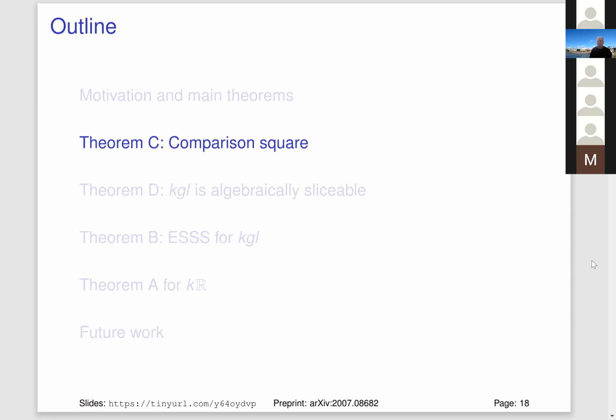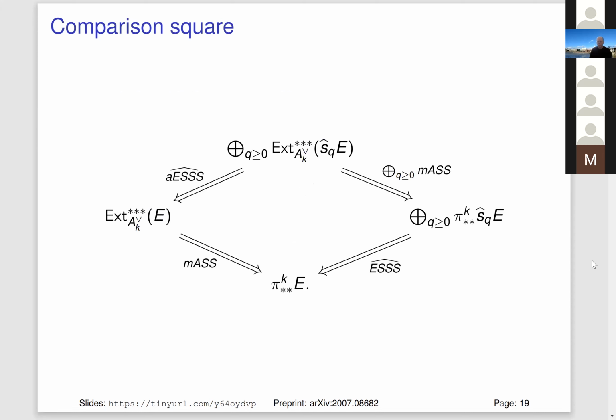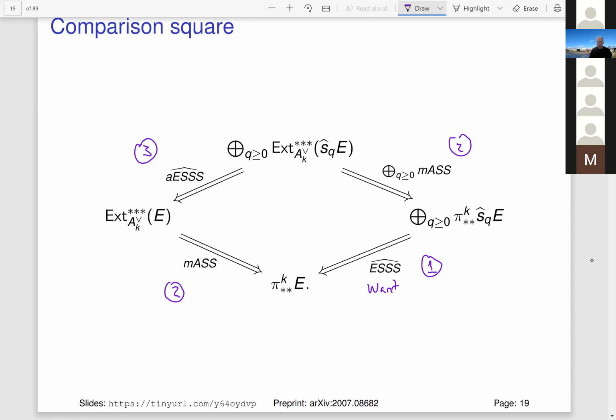So first I want to talk about this comparison square. So let me just put it back up here. So here's what we want to study, the effective slice spectral sequence. I'll tell you about that first. Then I'll remind you about Adams spectral sequences. And then once we have those, I'll tell you about the algebraic effective slice spectral sequence.